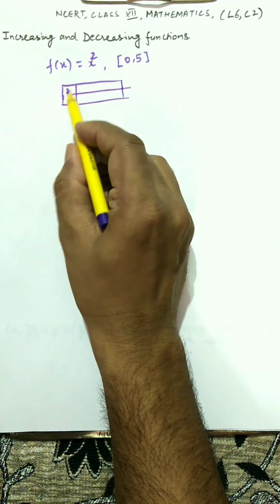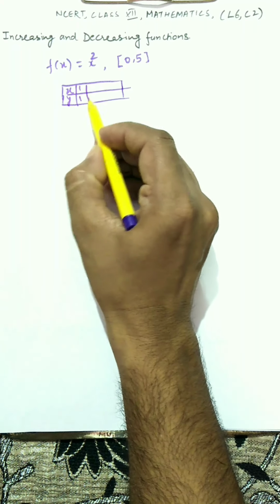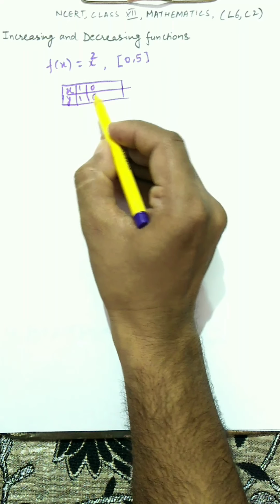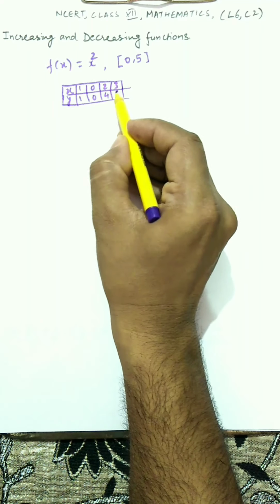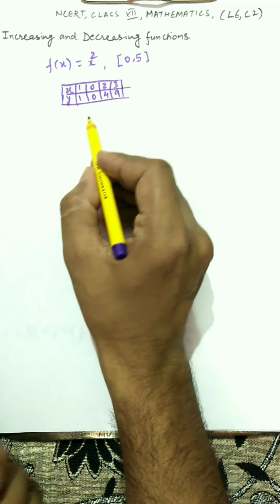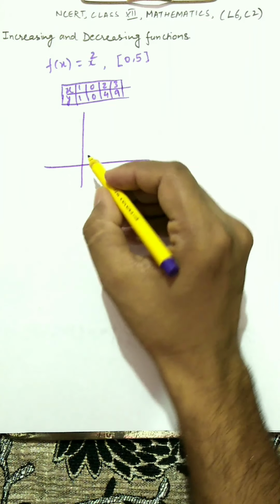I'll take some points of x and y. If I take x equal to 1, then y will be 1. If I take x equal to 0, then y will be 0. If I take x equal to 2, then this is 4, and if 3, then this is 9. And if I want to draw it, you can see how this graph will look.